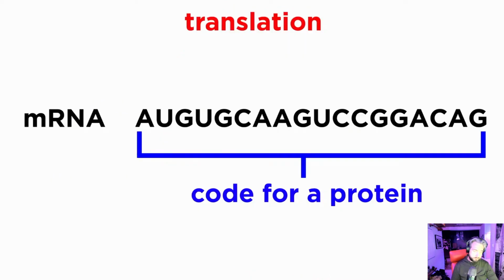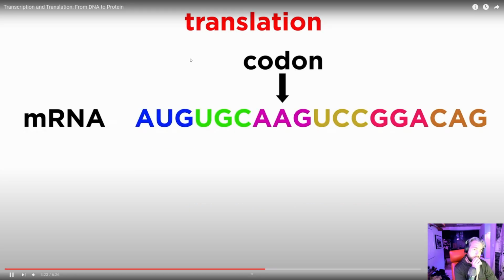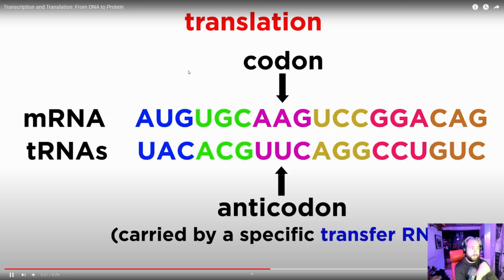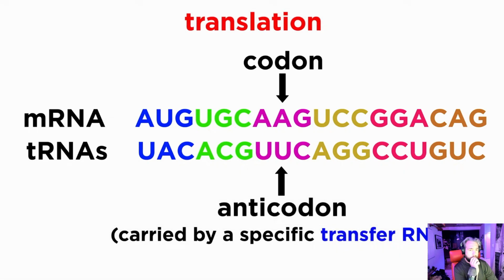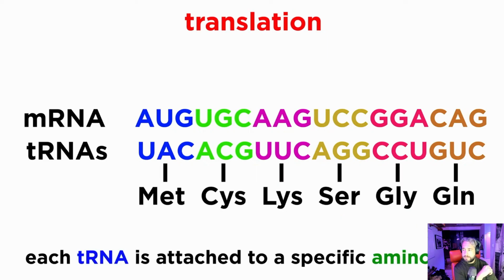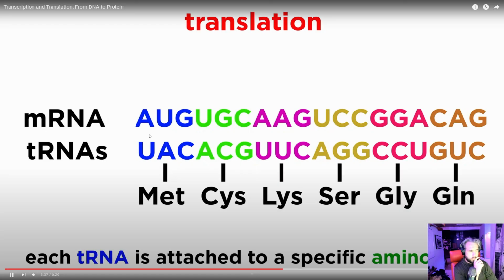During translation, the mRNA acts as a code for a specific protein. This happens because each set of 3 bases on the mRNA, which we call codons, will code for a specific anticodon, which will be carried by a specific transfer RNA, or tRNA. And each different tRNA is covalently linked to a particular amino acid.